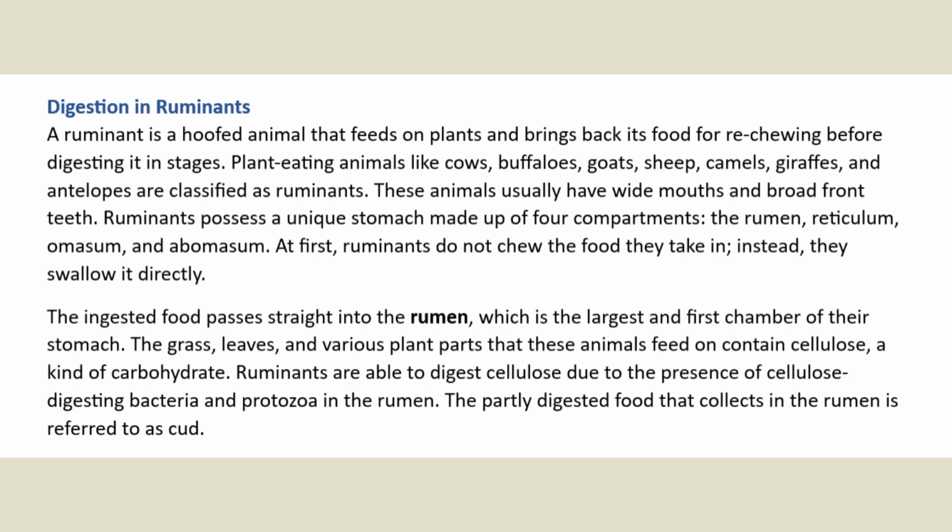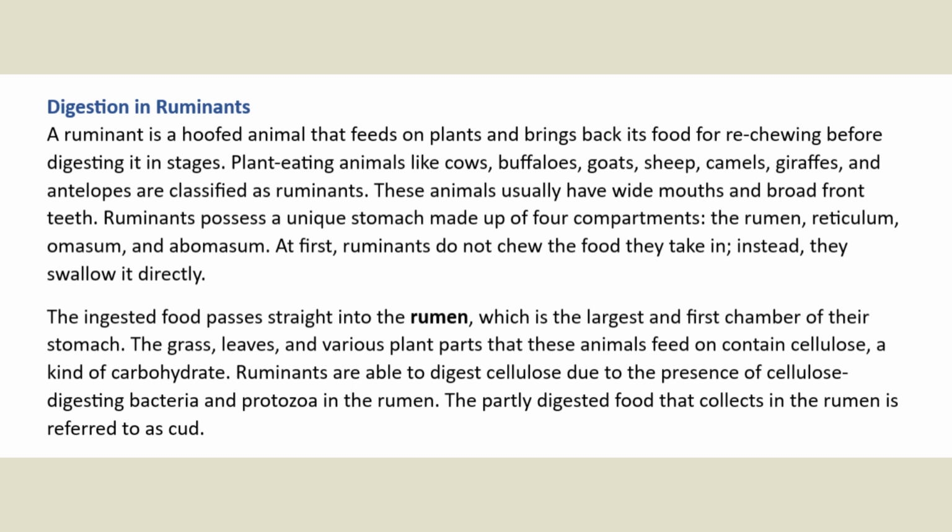At first, ruminants do not chew the food they take in. Instead, they swallow it directly. The ingested food passes straight into the rumen, which is the largest and first chamber of their stomach. The grass, leaves, and various plant parts that these animals feed on contain cellulose, a kind of carbohydrate. Ruminants are able to digest cellulose due to the presence of cellulose-digesting bacteria and protozoa in the rumen.